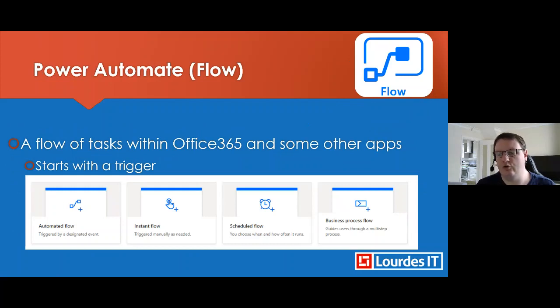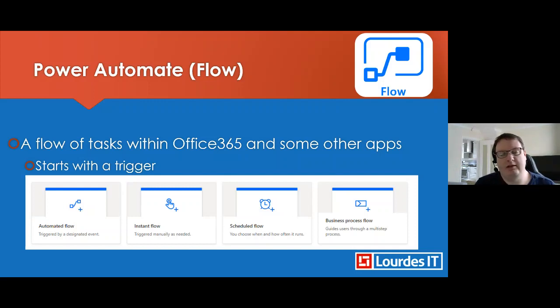So there are 4 ways to schedule a flow or to make it kick off, to trigger it, which is the term that they use. The first one's an automated, so that will be, for example, on creation of a SharePoint list item. It could be when a document's modified in a SharePoint library. It could be various other ways of doing it, but they need to have a trigger, and once the trigger's triggered, then the rest will happen.